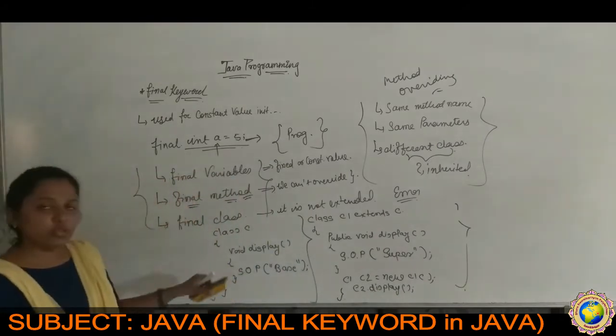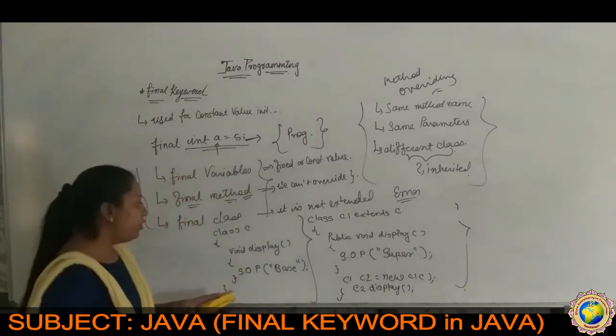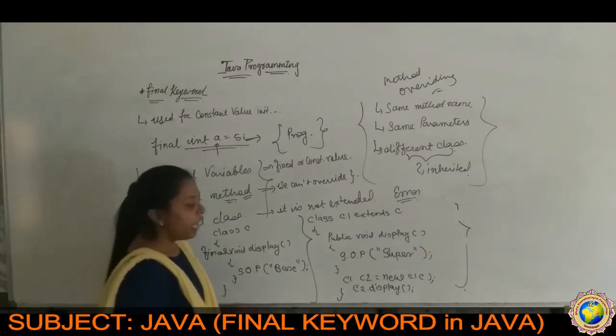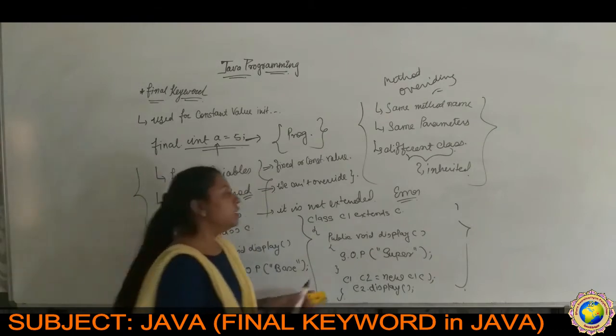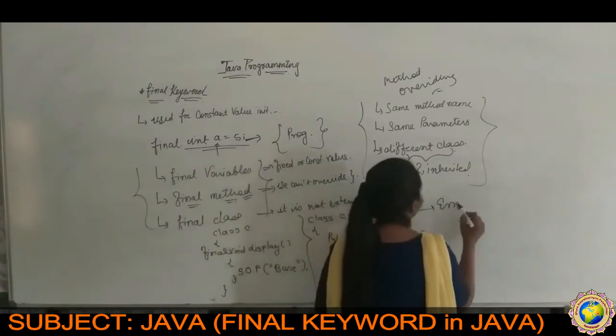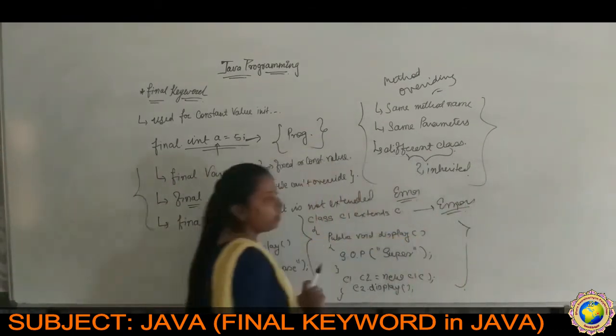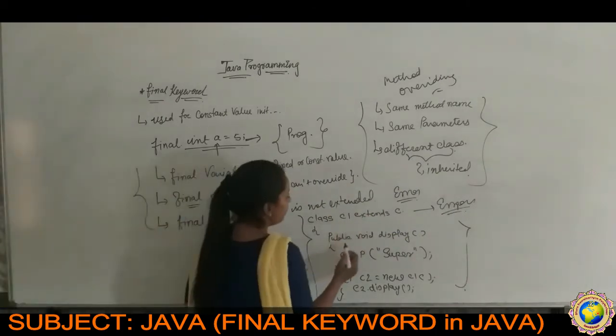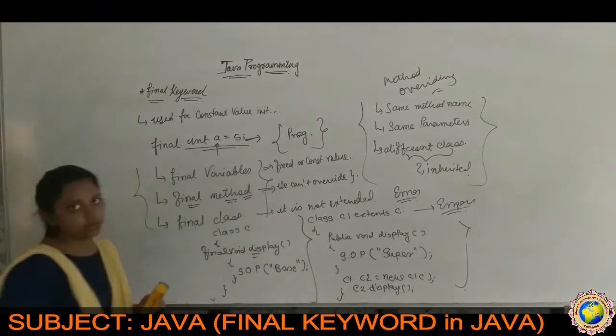So it will run as usual. But whenever we have defined final void over here and we do the same code, then it will give an error. So this is about the final method.